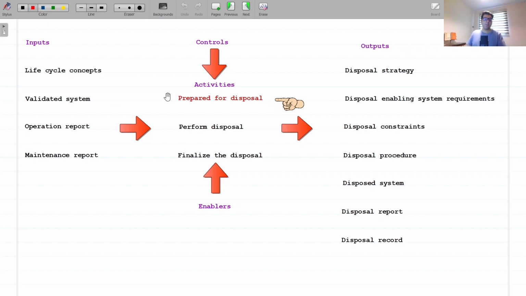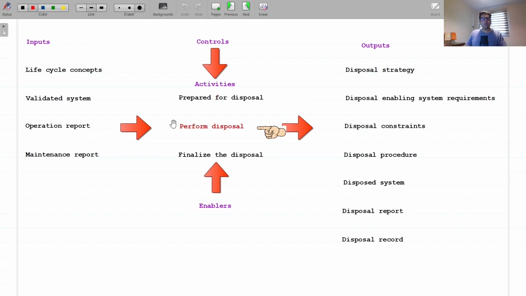Methods need to be implemented to prevent hazardous materials from reuse in the supply chain. Specify containment facilities, storage locations, inspection criteria, and storage periods if the system is to be stored. Perform disposal. Decommission the system elements to be terminated.